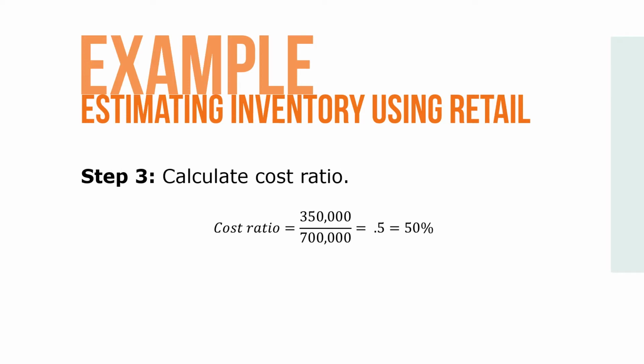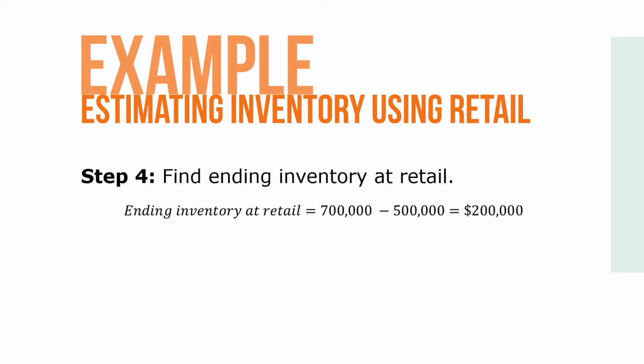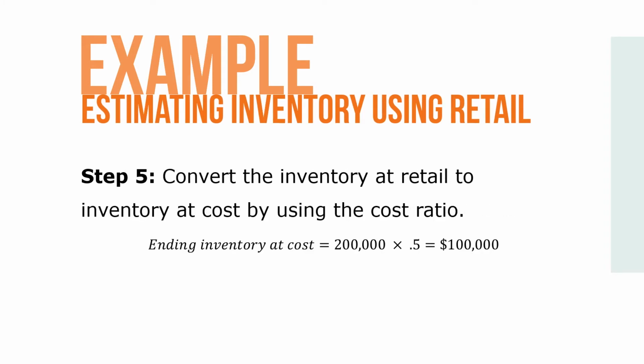Step 3. Calculate the cost ratio, where 350,000 over 700,000 equals 0.5 or 50%. Step 4. Find ending inventory at retail, where ending inventory at retail equals 700,000 minus 500,000 to equal $200,000. Step 5. Finally, convert the inventory at retail to inventory at cost by using the cost ratio, where ending inventory at cost equals 200,000 times 0.5 or $100,000 in ending inventory at cost.